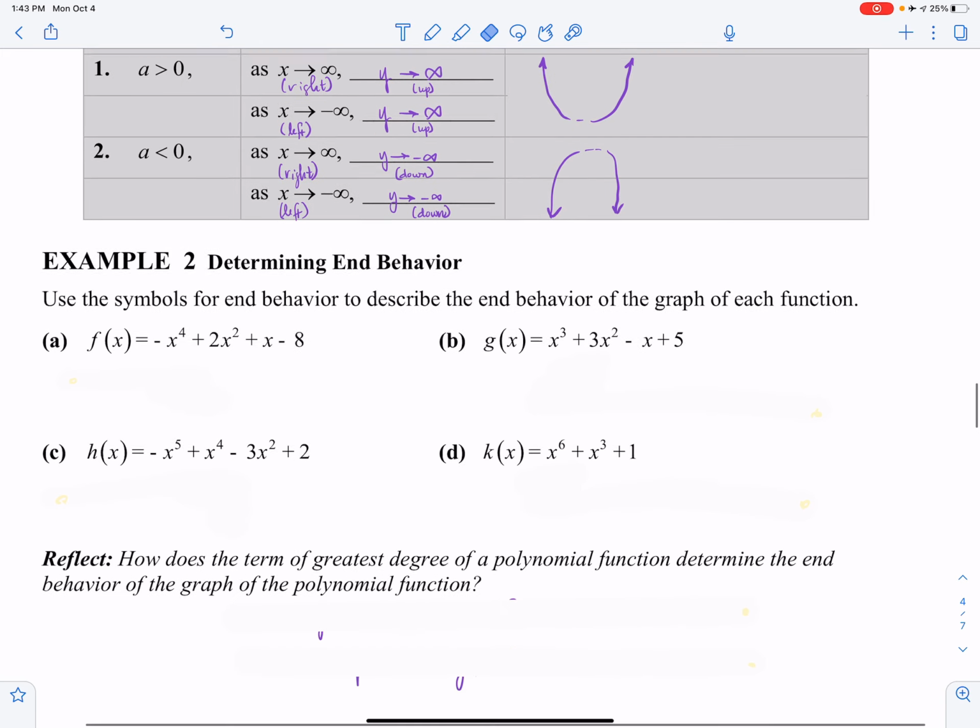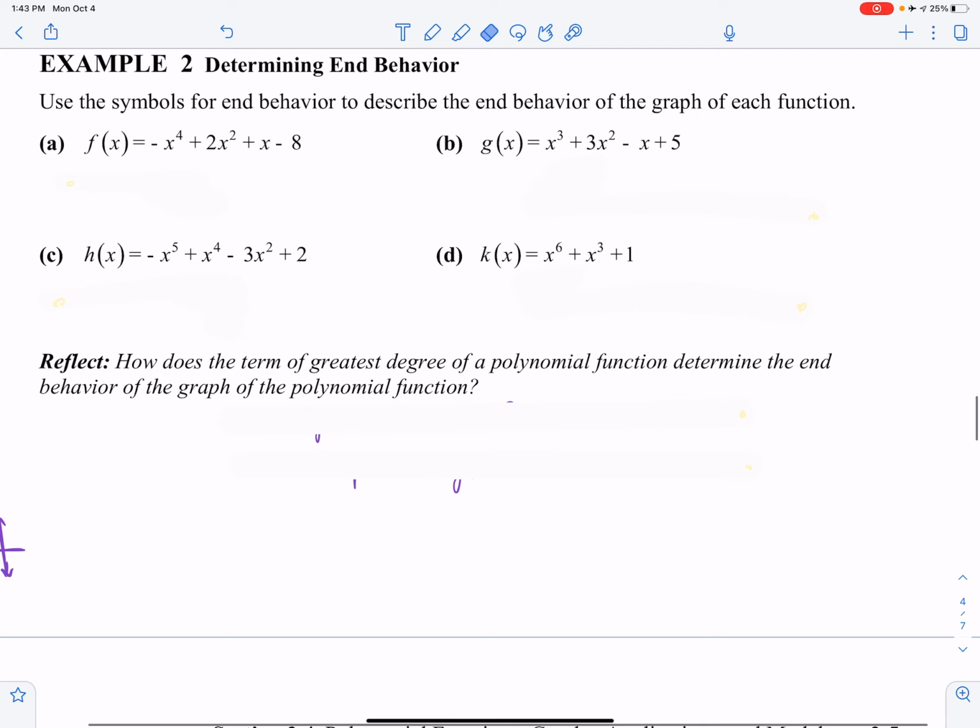All right, so now let's put this into practice. What is the end behavior of each of the following? So you'll notice here that for part A, my degree is 4. So this is either going to be this guy or this guy. But I have a negative leading coefficient. So since my leading coefficient is negative, both ends will be down.